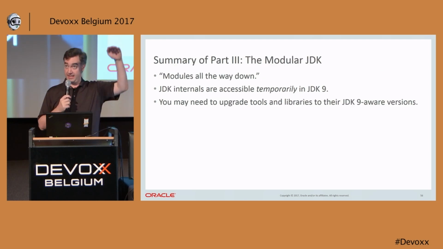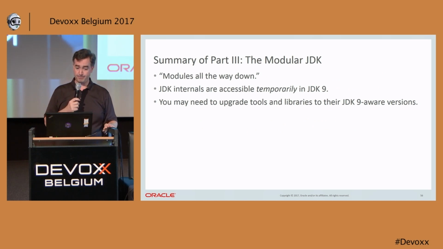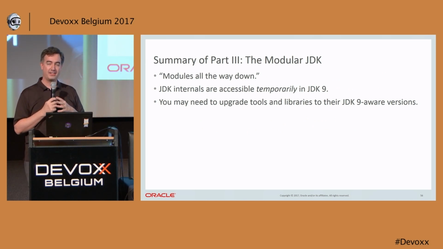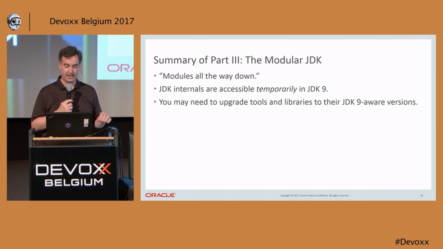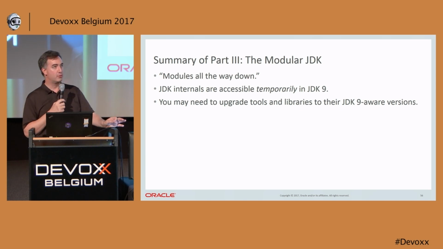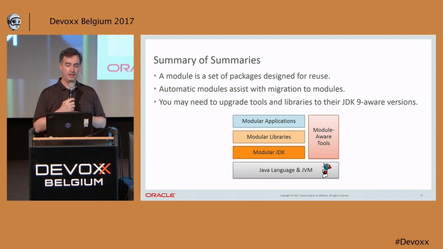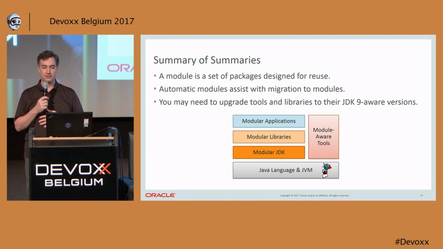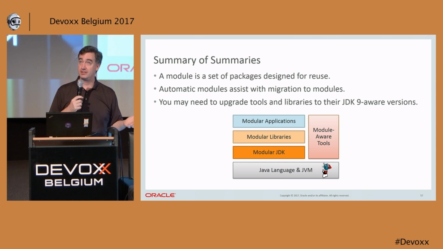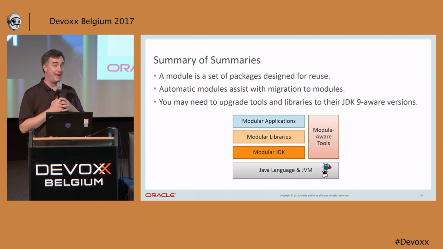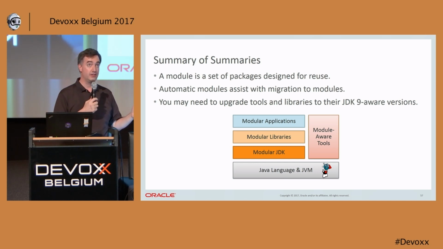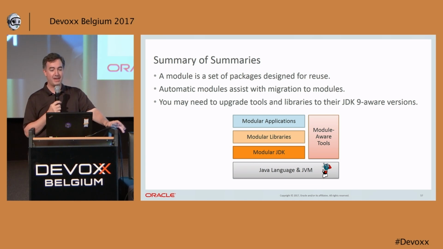So the modular JDK is modules all the way down. JDK internals are accessible temporarily in JDK 9, and you may need to upgrade tools and versions to their JDK 9 aware versions. So to step all the way back, a module is a set of packages designed for reuse. Automatic modules assist with migration to modules, and again, you may need to upgrade your tools and libraries to their JDK 9 aware versions.